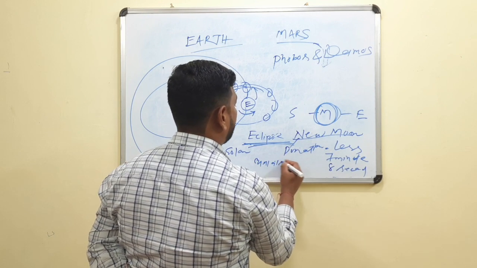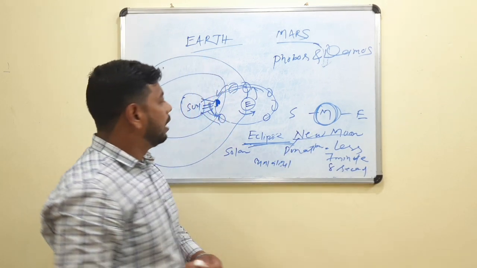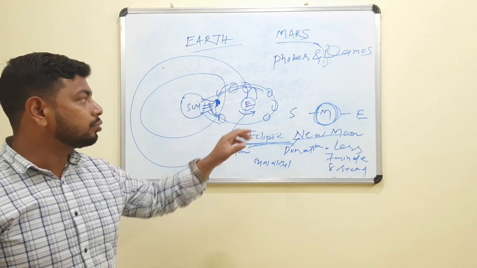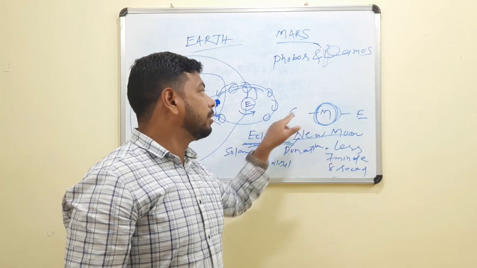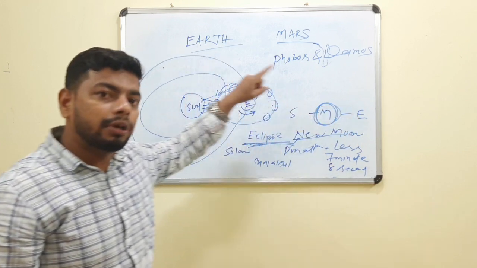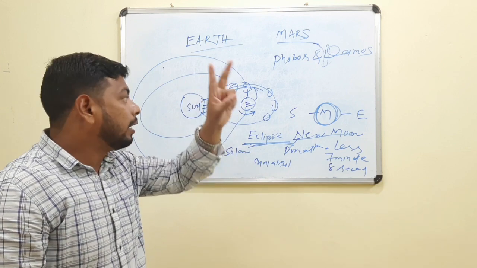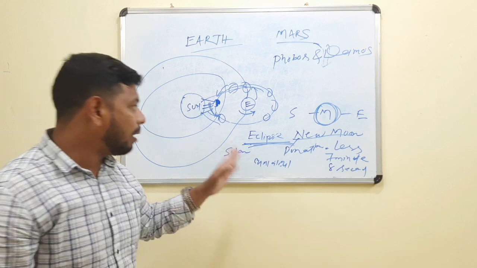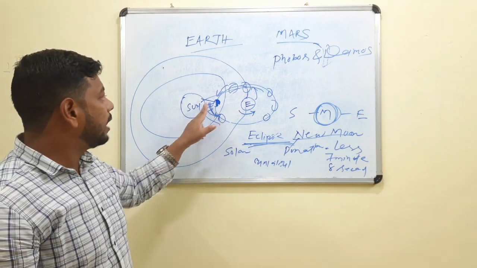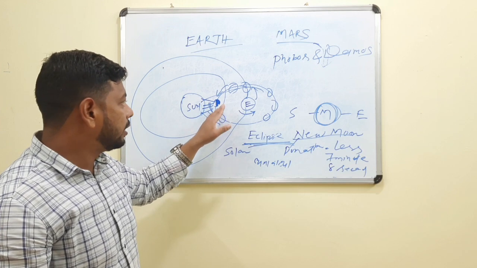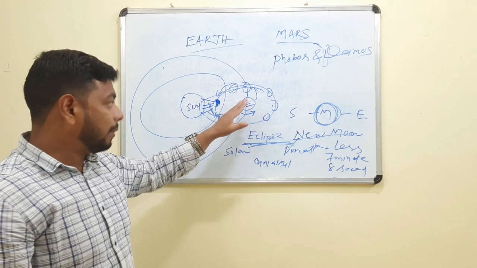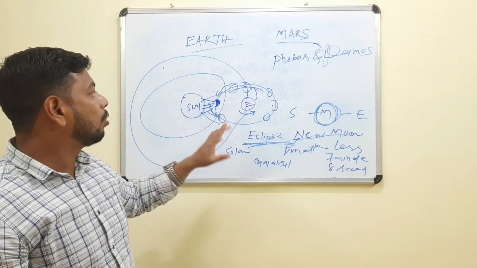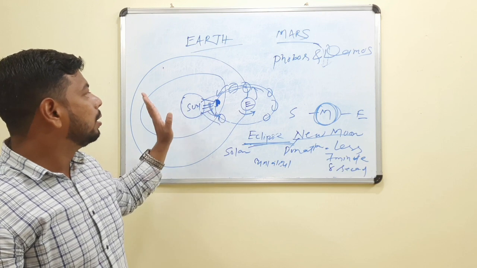Solar eclipse occurs when the moon comes in between sun and earth during the time of movement. First one, during this time, new moon occurs, or amavasya, because the sun's light falls on the moon. That is the reason it comes in between in the middle part, and earth only looks at the dark side of the moon.